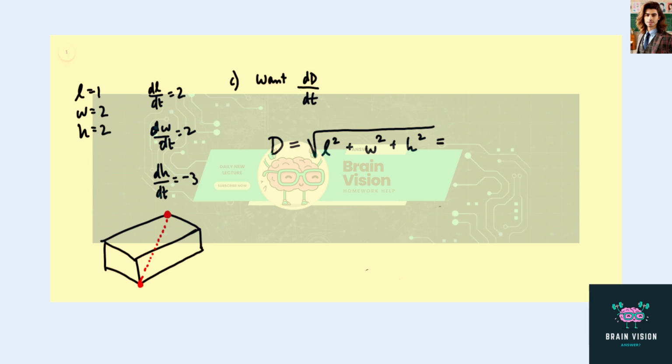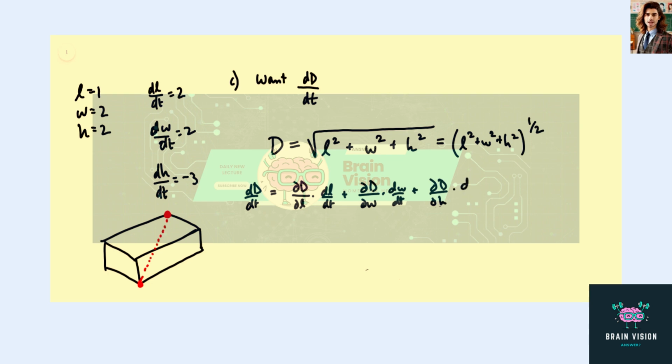Okay, which as always for calculus, we'll think of this as a 1/2 power to make our derivatives easier. Okay, and so for the last time, dD/dt will equal, well, we're going to need the partial of D with respect to L times dL/dt plus partial of D with respect to W times dW/dt plus partial of D with respect to H times dH/dt.